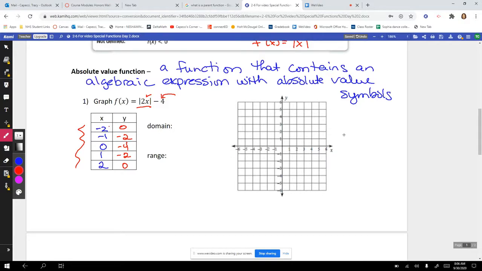So I have negative 2, 0. And then I have negative 1, negative 2. And then I have 0, negative 4. And I have 1, negative 2. And I have 2, 0. I'll get my line tool and draw the line. And we'll put arrows on the end because we know that a line is continuous.